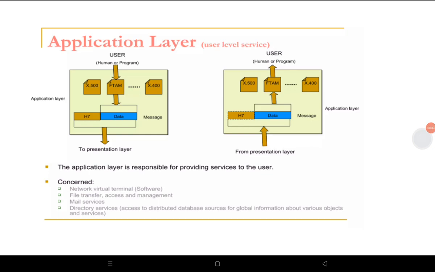The last layer is the application layer. It is a user level service. The application layer is responsible for providing services to the user. It's concerned with network virtual terminal, file transfer, access and management, mail service, and directory service, that is access to distributed database sources for global information about various objects and services.